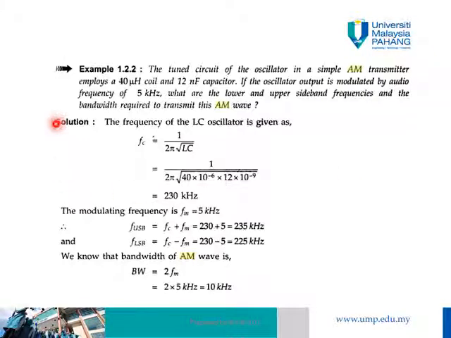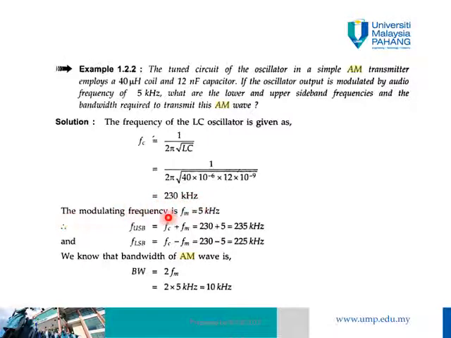Another example: the tuned circuit oscillator in an AM transmitter has a 40 microhenry coil and a 12 nanofarad capacitor. If the oscillator output is modulated by an audio frequency of 5 kHz, what are the lower and upper sidebands? The frequency is given as 1 over 2 pi root LC. Putting in the values, we get the frequency as 230 kHz.